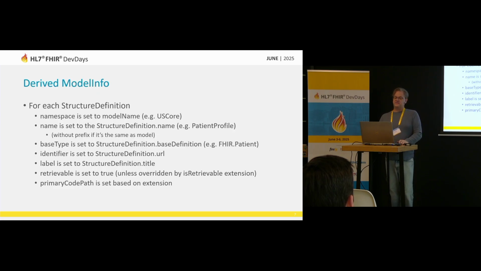And then the identifier is set to the URL. The label is the structure definition title. So by default, that gets set. Retrievable is true unless we override that with that isRetrievable extension. And then the primary code path we set based on an extension.